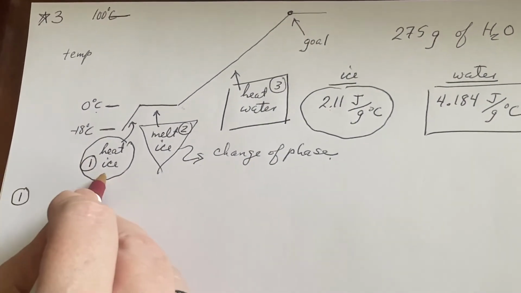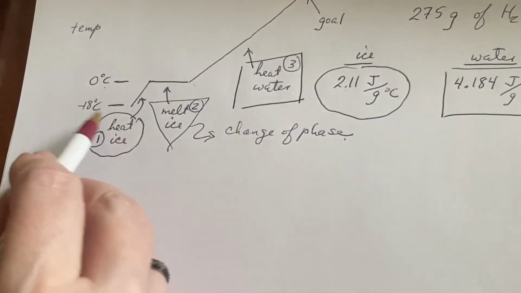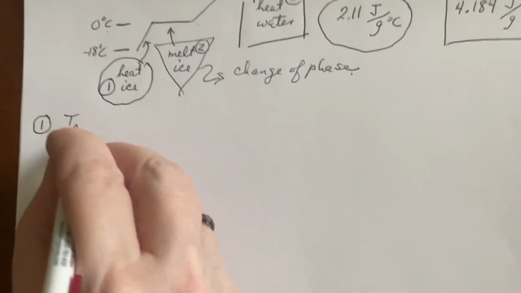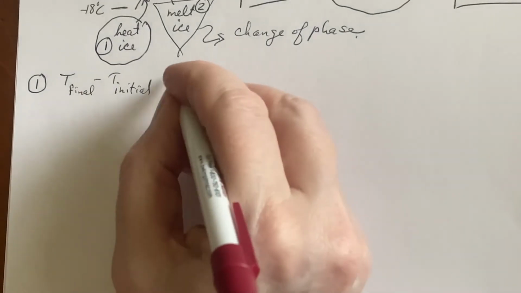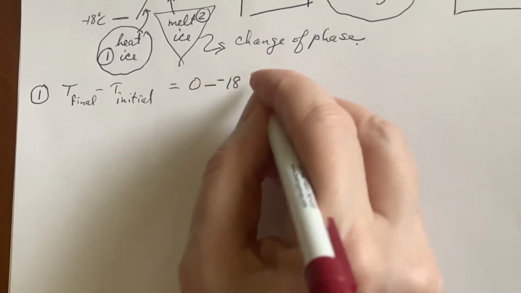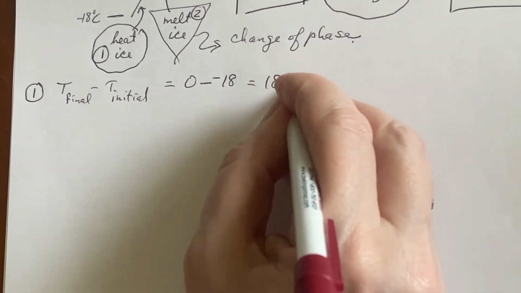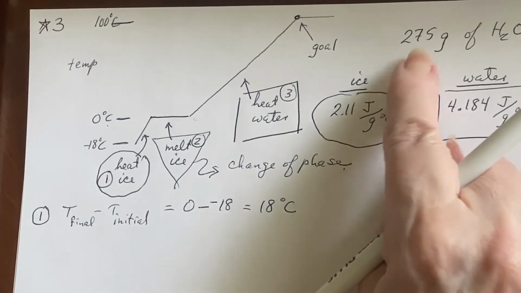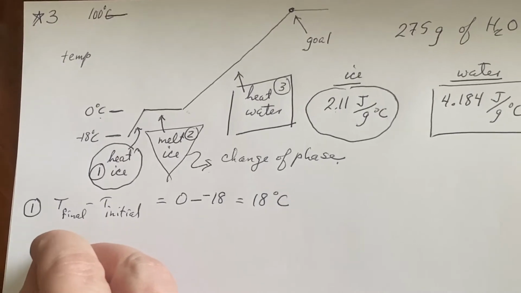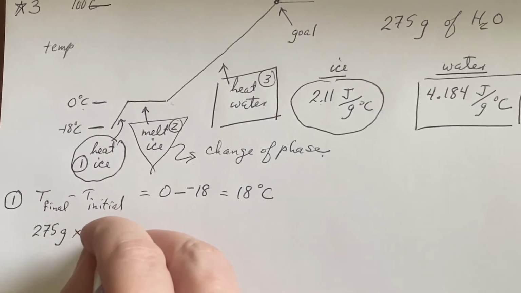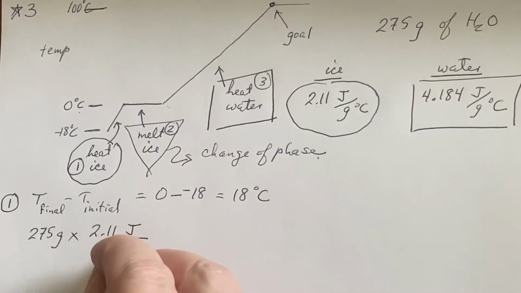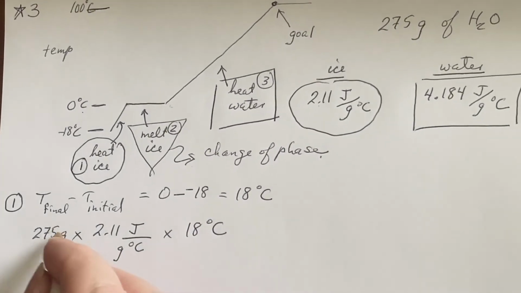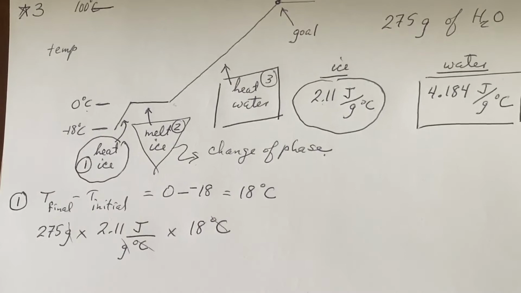For section 1, I'm heating the ice. What is my change in temperature? Well, I went from -18 to 0. So as far as the change in temperature, it's T final minus T initial. So that would be 0 minus a -18. Oh, okay, 18 degrees Celsius. Great. And I already know it's 275 grams. So I can just go ahead and say 275 grams times 2.11 joules per gram degree Celsius and times 18 degrees Celsius. And we see the grams cancel and the degrees Celsius cancel, and we'll be just left with joules.